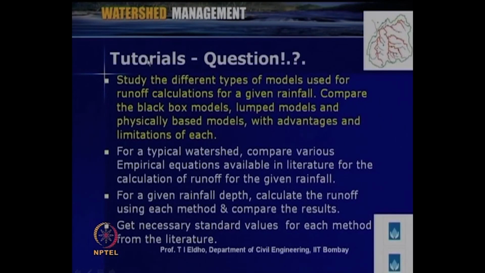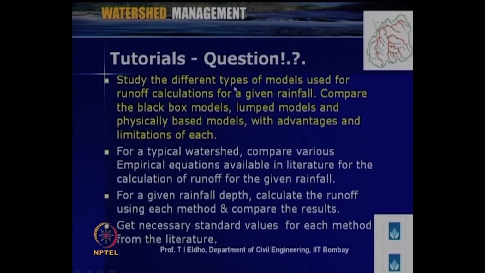Before closing the lecture, here is one tutorial question: study the different types of models used for runoff calculation for a given rainfall. Compare the black box model, lumped models, and physically based model with advantages and limitations of each. For a typical watershed, compare various empirical equations available in literature for the calculation of runoff. Then, for a given rainfall depth, calculate the runoff using each method and compare the results. Get the necessary standard values for each method from the literature.